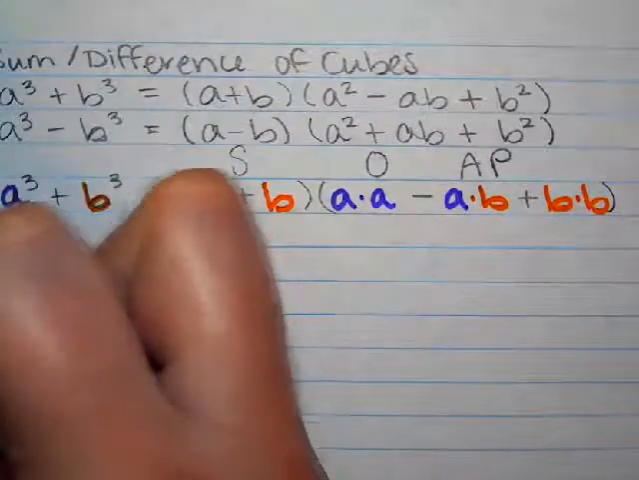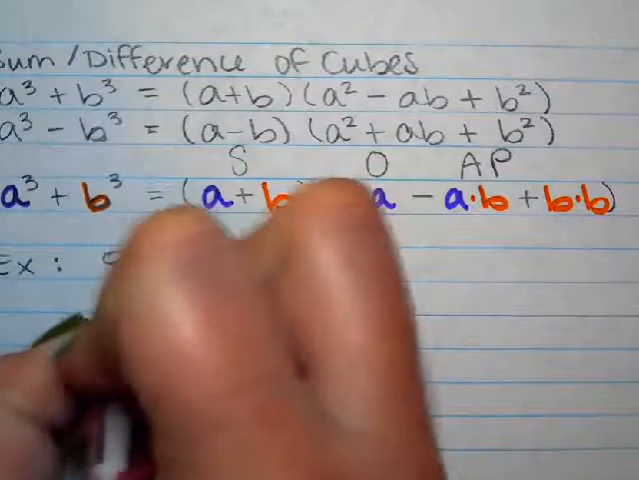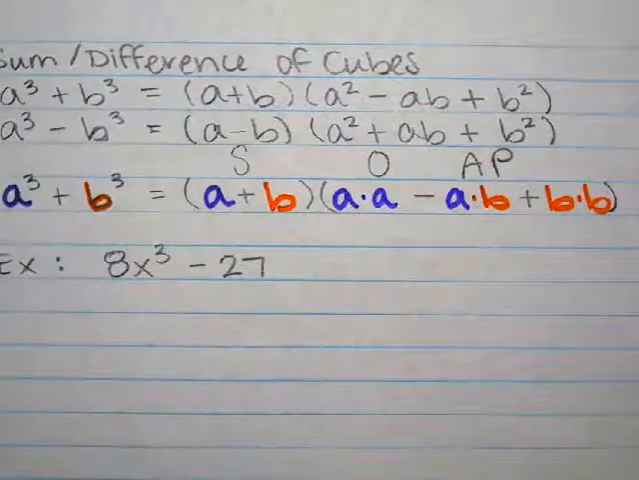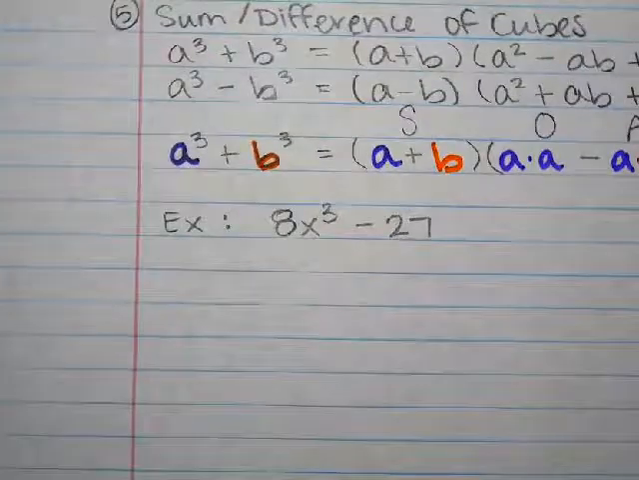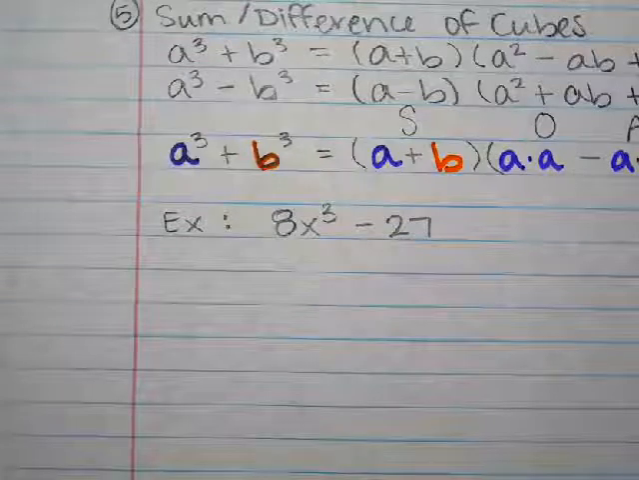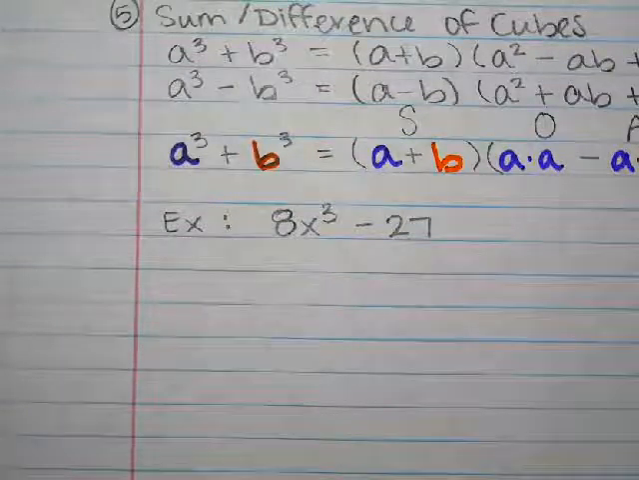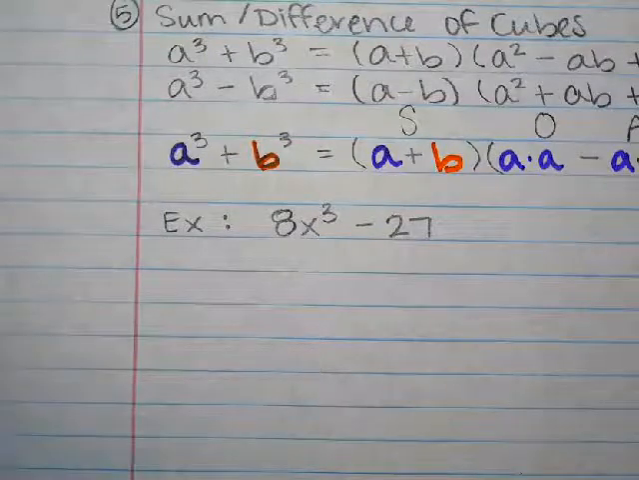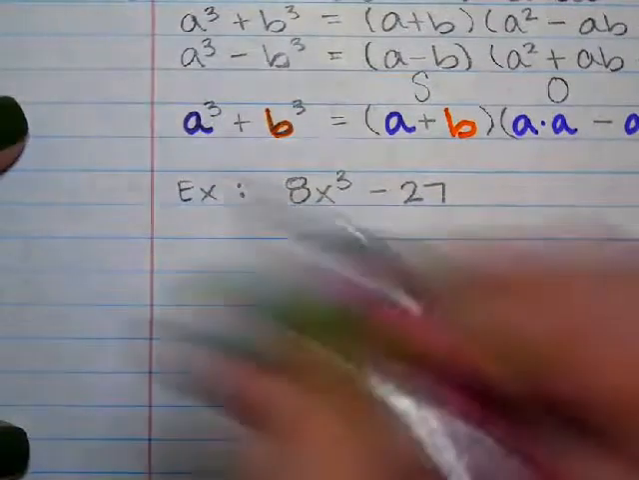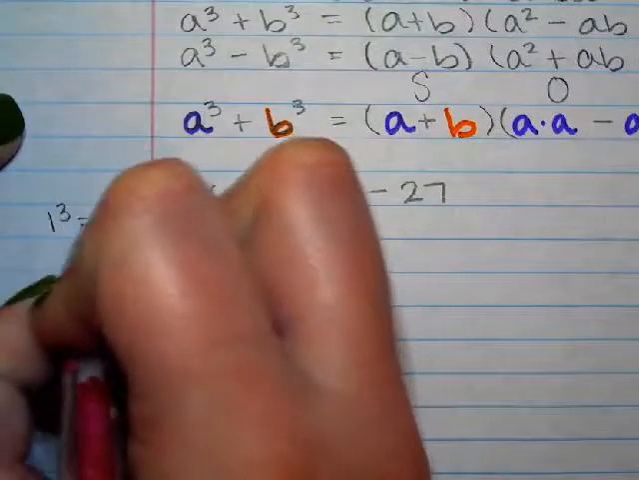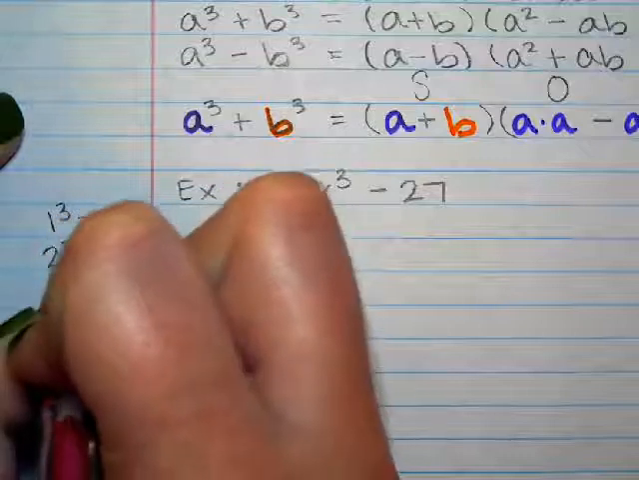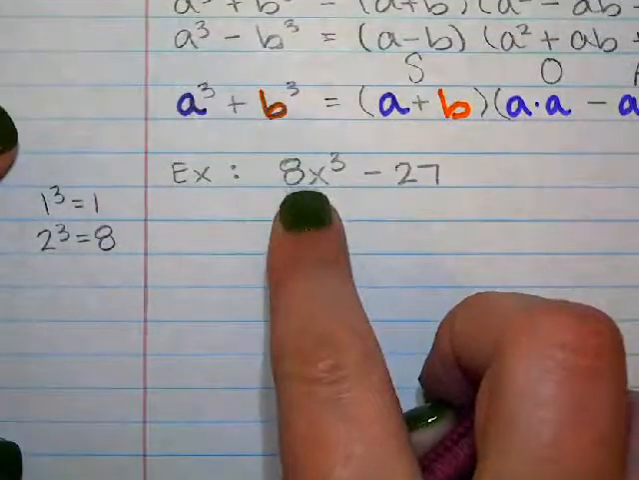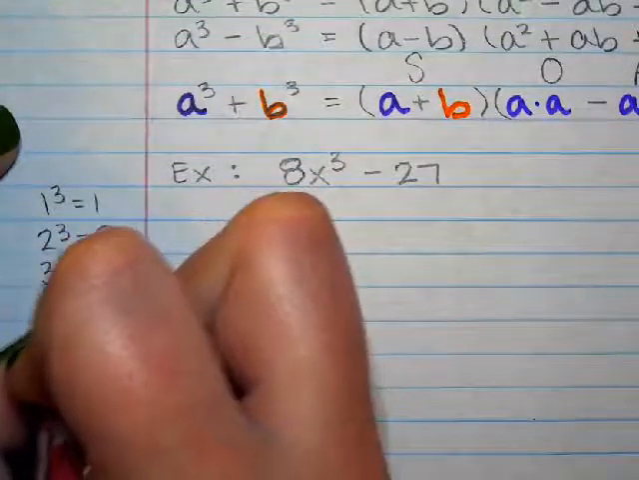We're going to do 8x to the third minus 27. Now, just like our perfect square problems or difference of squares, it was helpful to recognize what our perfect squares were. It's helpful to recognize what our perfect cubes are, okay? So off to the side, we're going to write down our perfect cubes. So we've got 1 to the third is 1, 2 to the third is 8, so this is a 2 problem. 3 to the third is 27.